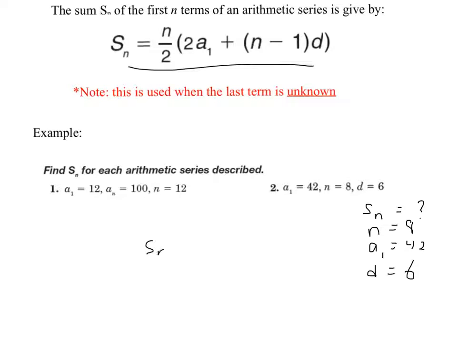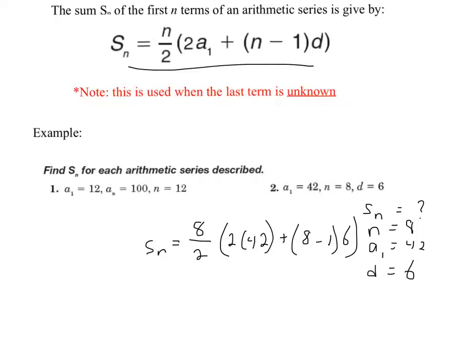So I have S sub n is equal to 8 over 2 times the quantity 2 times my a value, which is 42, plus my n again, which was 8, so that's 8 minus 1 times my common difference, which was 6. All right, now we're going to enter that into our calculator and see just how that's going to look.